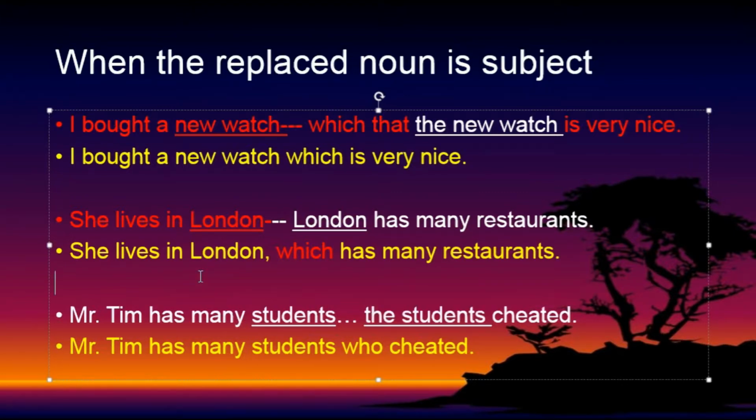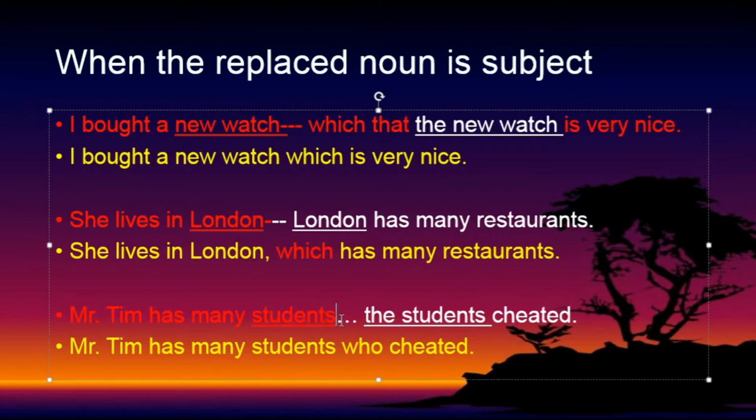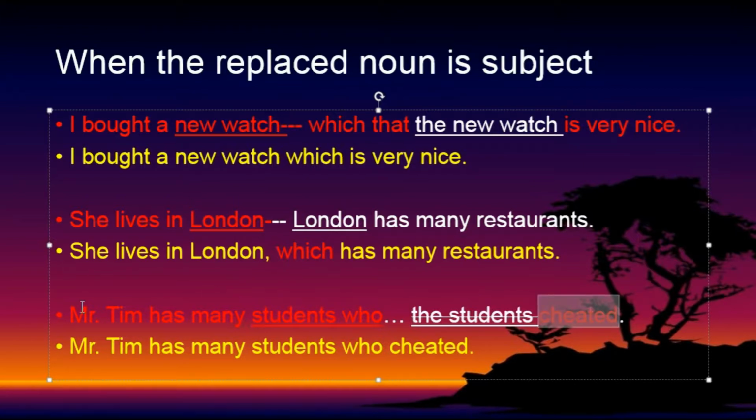Sometimes to recognize the repeated noun, you have to know the meaning of the sentence. It's quite necessary, actually, at this level of your English. You have to be able to recognize the repeated noun, otherwise you'll be in trouble. So I have students repeated here. So I rewrite my first sentence, correct? Then I look at it, it's the students, which means it's people, so I have to use who, right? And then I delete this part, right? I delete it, and after I delete it, I'll be left with the verb cheated. So Mr. Tim has many students who cheated, right?